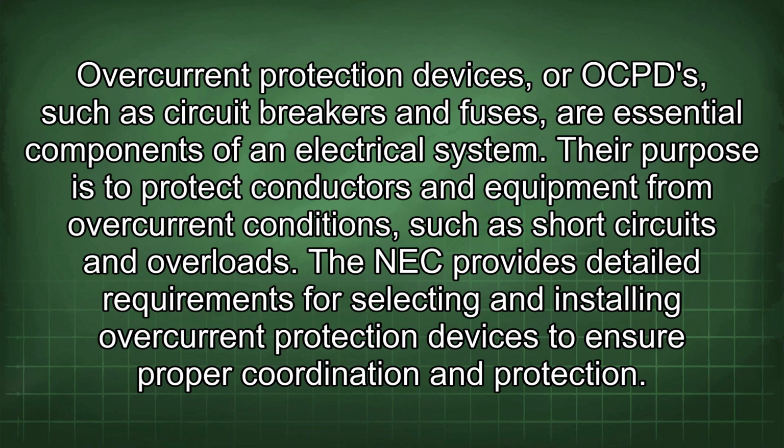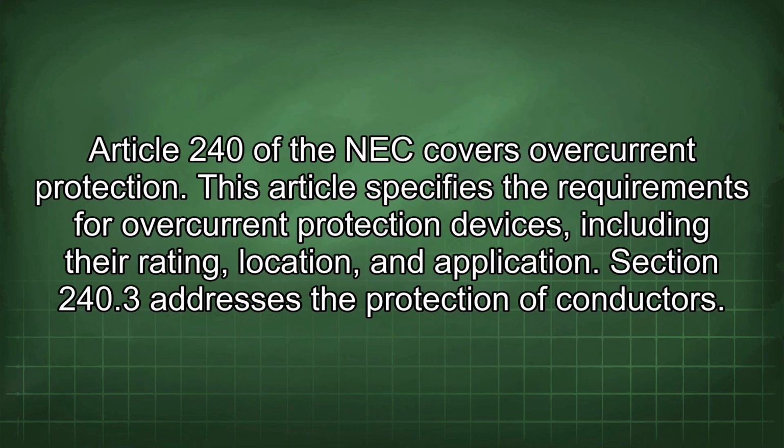Overcurrent protection devices, or OCPDs, such as circuit breakers and fuses, are essential components of an electrical system. Their purpose is to protect conductors and equipment from overcurrent conditions, such as short circuits and overloads. The NEC provides detailed requirements for selecting and installing overcurrent protection devices to ensure proper coordination and protection. Article 240 of the NEC covers overcurrent protection. This article specifies the requirements for overcurrent protection devices, including their rating, location, and application.